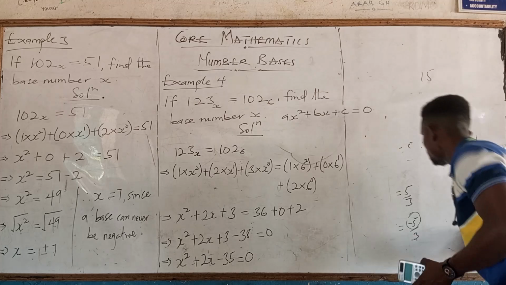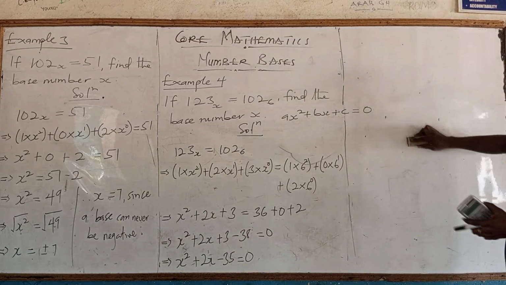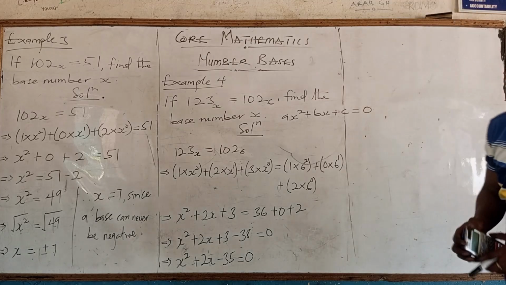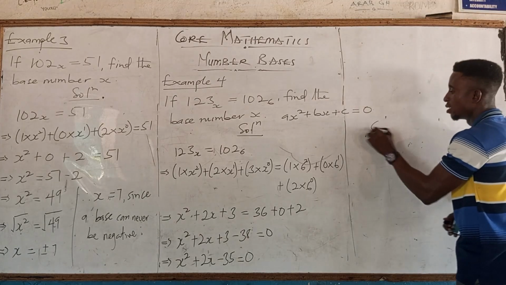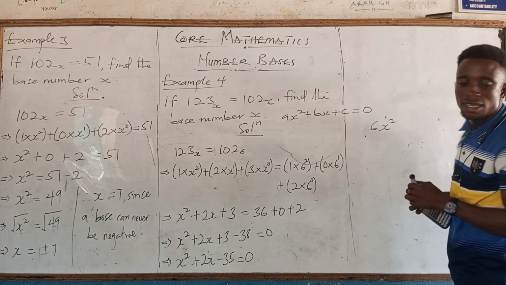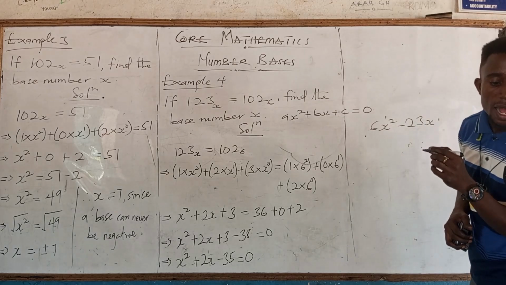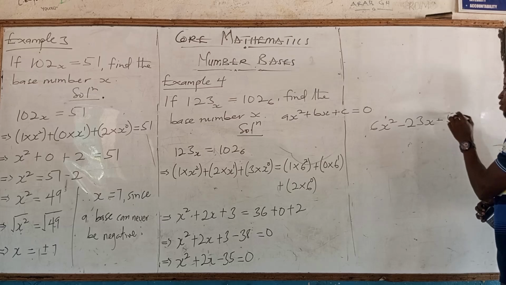Last one. That one is 6x squared. Is it plus or minus? Minus 23x. Then plus or minus 55.